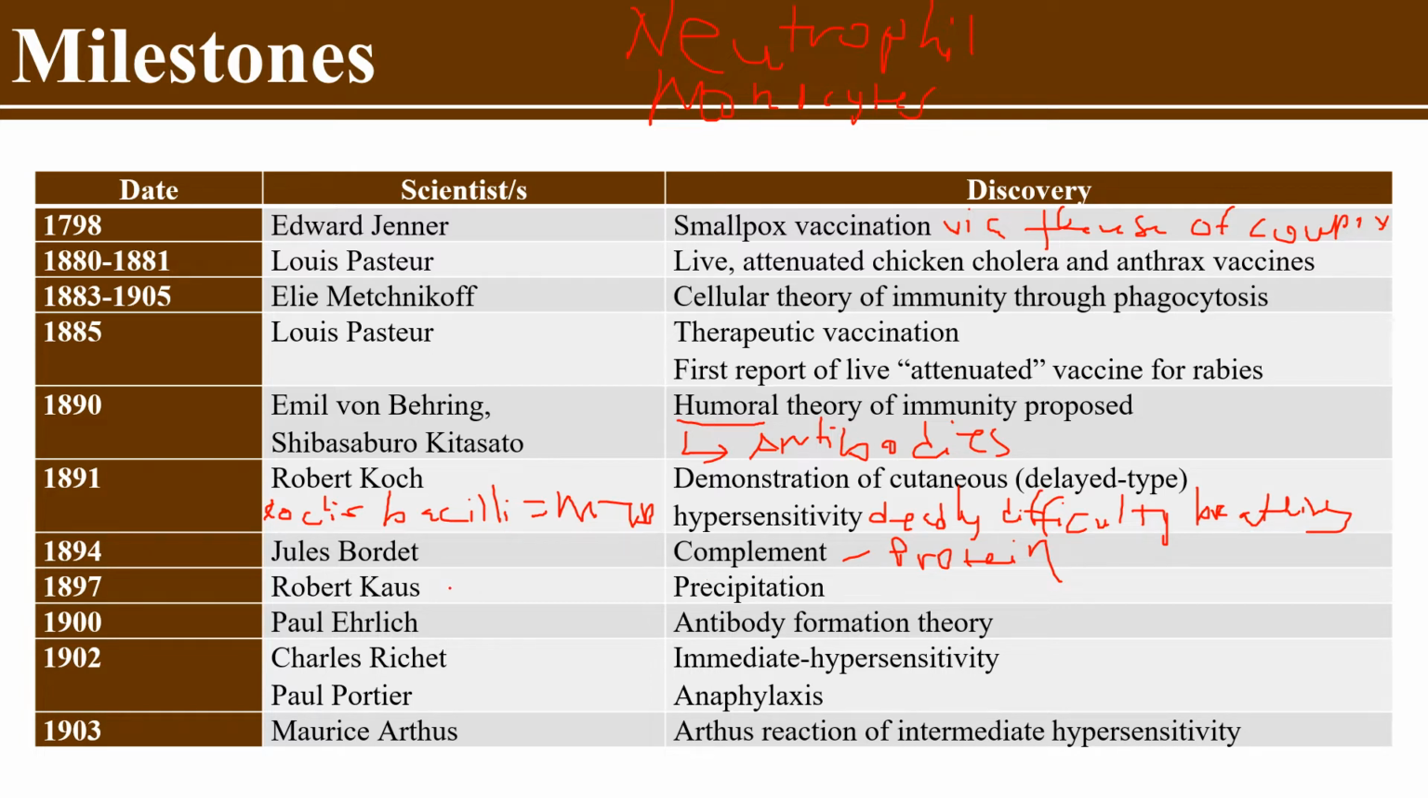Then, in 1897, Robert Koch identified precipitation. Then, 1900, Paul Ehrlich identified the antibody formation theory. 1902, Charles Richet and Paul Portier made the discovery of immediate hypersensitivity and your anaphylaxis. Then in 1903, Maurice Arthus developed the Arthus reaction of your intermediate hypersensitivity.